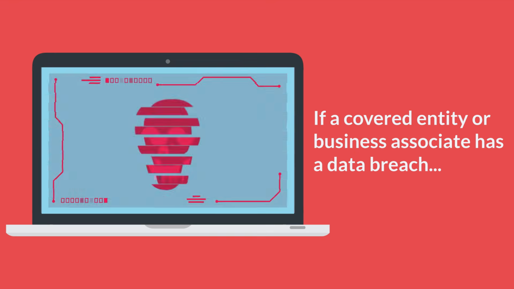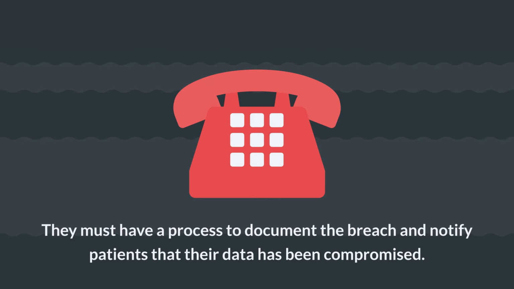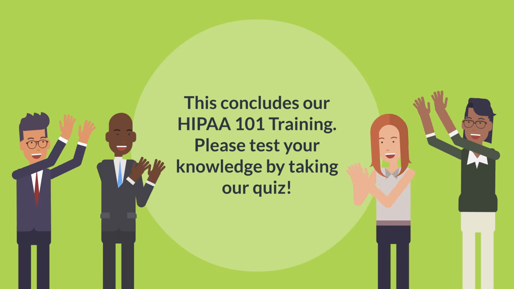If a covered entity or a business associate has a data breach, they must have a process to document the breach and notify patients that their data has been compromised in accordance with the HIPAA breach notification rule. This concludes our HIPAA 101 training. Please test your knowledge by taking our quiz.